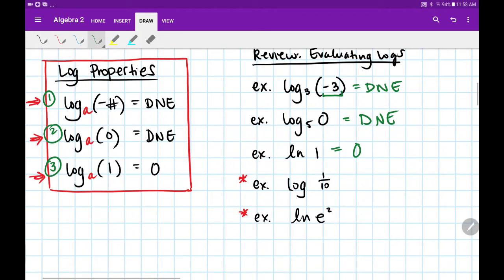But again, if you have memorized these on the left, that takes less than 5 seconds because you recognize log of 1 is always 0.